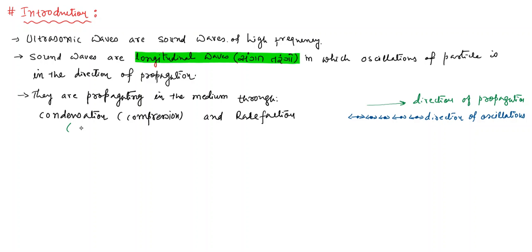Condensation in Gujarati is Sanghanan, and rarefaction is known as Vighanan.